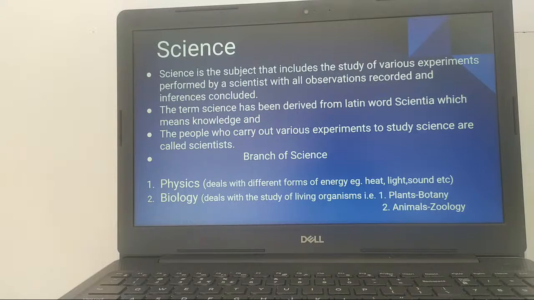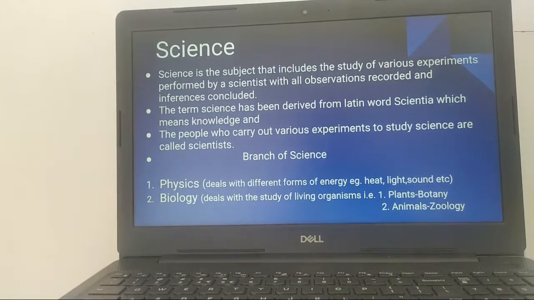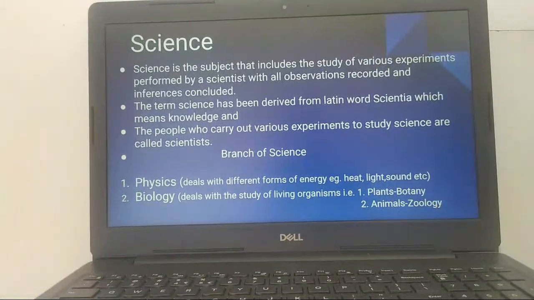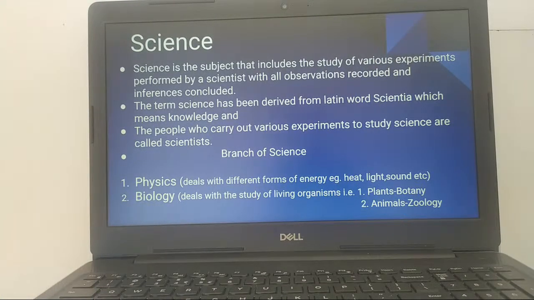First of all, let me tell you what is science. I hope the slide is clear to you. What is science? Science is the subject that includes the study of various experiments performed by a scientist with all observations recorded and inferences concluded, which means in this subject, we mainly emphasize experiments and their observations. Science is very useful everywhere, and because of science only, our lives are becoming better and better day by day.